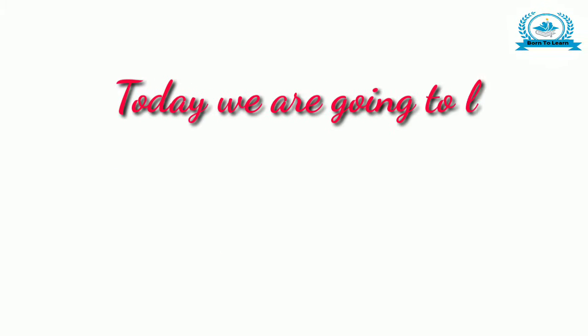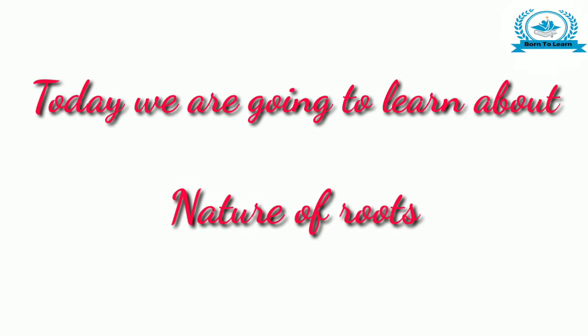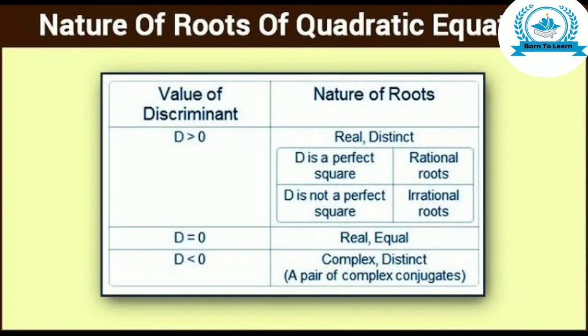Today we are going to learn about the nature of roots. D is the discriminant. If D is greater than 0, the roots are real and distinct. If D is a perfect square, the roots are rational, and if D is not a perfect square, the roots are irrational. If D is equal to 0, the roots are real and equal. If D is less than 0, the roots are complex and distinct, a pair of complex conjugates.